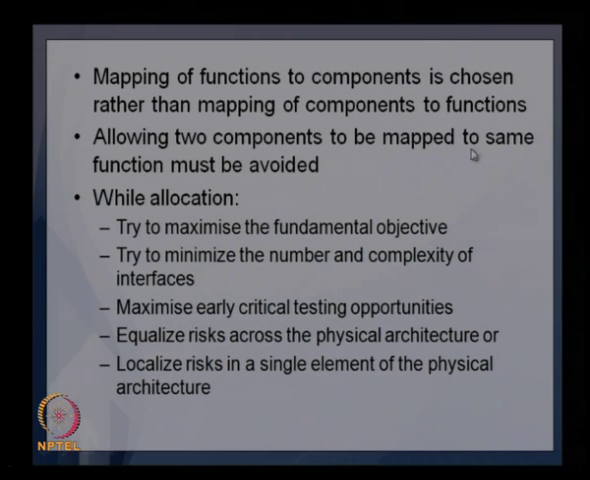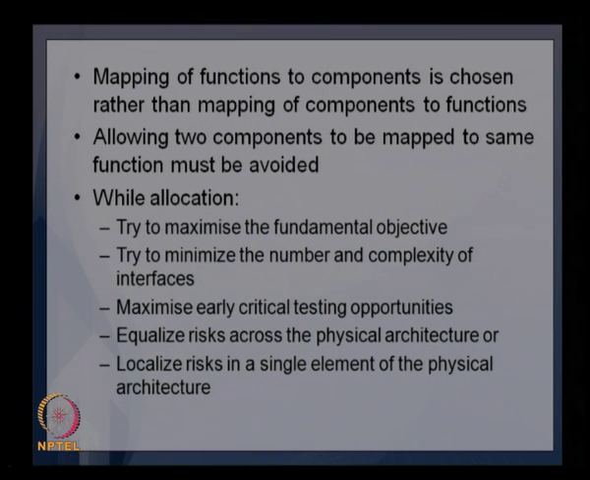So, allowing two components to be mapped to the same function must be avoided. So, this I already explained. You cannot have two components mapped to the same function. This must be avoided because if you do this, it becomes a redundancy. One way it becomes a redundant system, or the other way it becomes difficult to aggregate these functions to components. So, which component will be doing the function, or whether they are sharing the function in a particular way, those things need to be identified or clearly stated. So, in order to avoid that we will try not to allow two components to be mapped to the same function. So, these are the two important points to be noted when we do the allocation of functions.